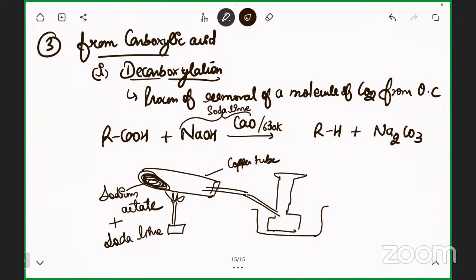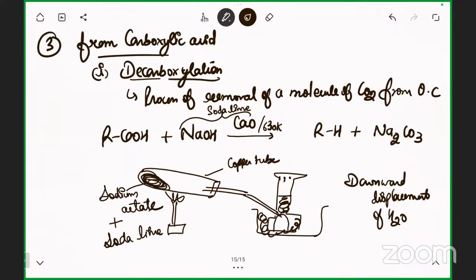I think you have learned this method earlier also. We are using what is called downward displacement of water. Since methane will not dissolve in the water, it will come at the top and water will be filled here. So this is a method of preparation in the laboratory also: the laboratory method of preparation of methane gas.